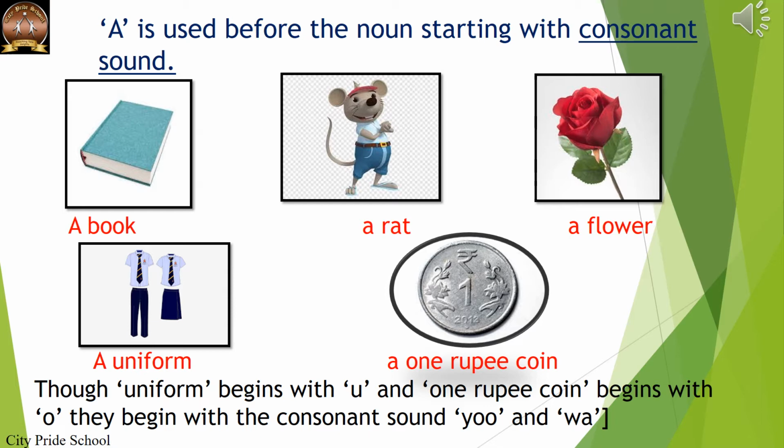But in the next two examples, uniform and 1 rupee coin, both these words begin with a vowel, but when we pronounce them, they give a consonant sound. Uniform gives the sound of a consonant Y. We do not call it an uniform. The next example, 1 rupee coin. 1 gives the first consonant sound, that is W. So, we say a uniform and a 1 rupee coin.